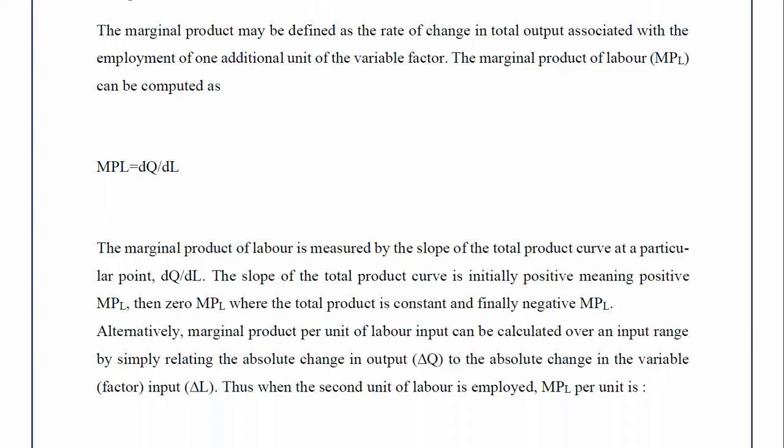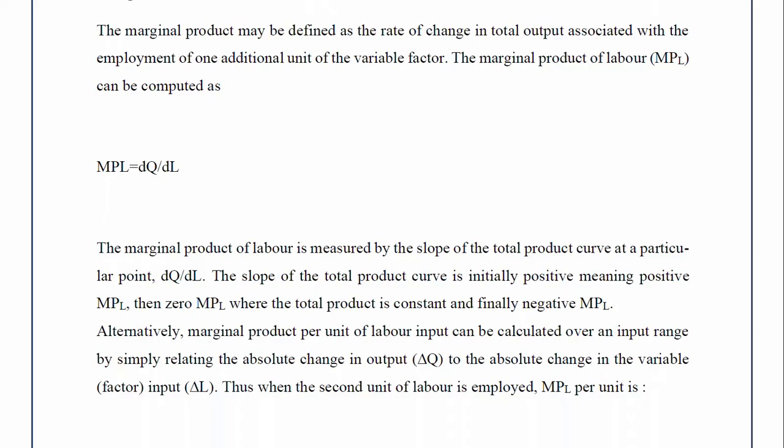The slope of the total product curve is initially positive, meaning positive marginal product of labor, then 0, where the total product is constant, and finally negative marginal product of labor. Alternatively, marginal product per unit of labor input can be calculated over an input range by simply relating the absolute change in output to the absolute change in the variable factor.